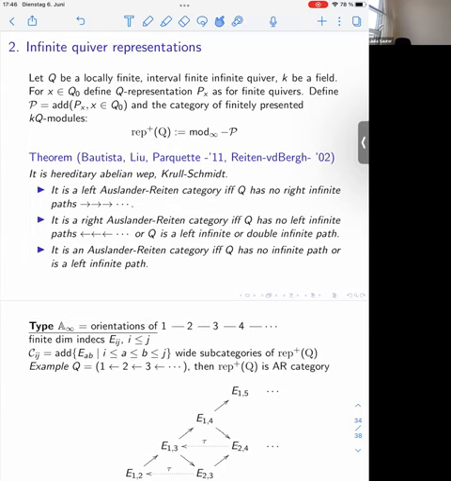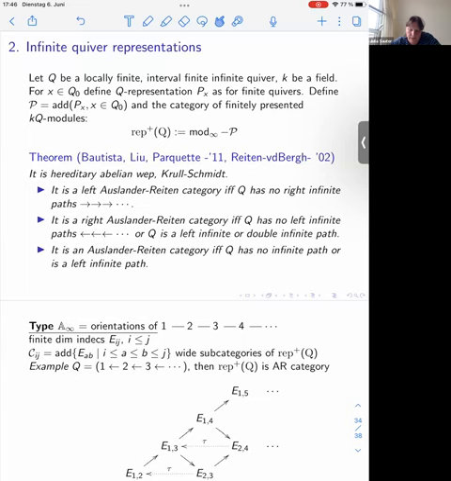Yeah, so this is studied by Bautista, Liu, and Paquette, and they studied the Auslander-Reiten theory for infinite quiver representations. There are many versions of representations, many categories of representations you can look at. But if you want Auslander-Reiten theory, you want it to be Krull-Schmidt, with enough projectives and so on. And so they came up with the finitely presented quiver representations of the quiver Q.